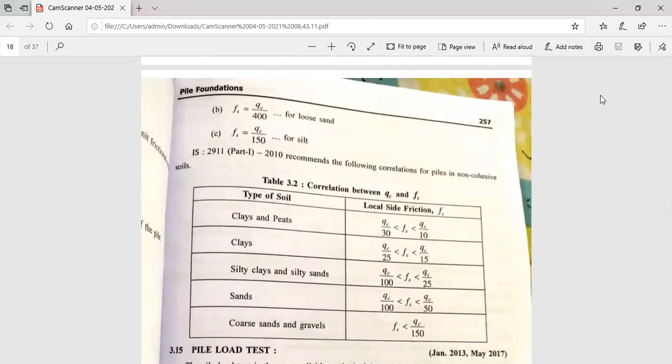According to IS 2911 Part 1, 2010, the following correlations are recommended for piles in non-cohesive soil. Depending on the type of soil, the local side friction Fs is also different. So there are clays and peats, clays, silty clay, silty sands, sands, coarse sands, and gravels, right?